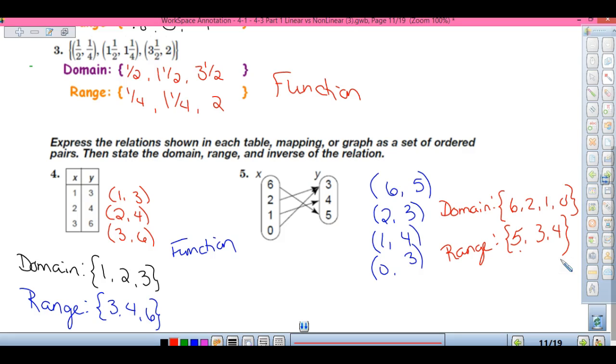Well, we've got 5, 3, 4, and 3. You just have to write the numbers that are included in the range. So we have 5, 3, and 4. We don't have to write it again. You won't find your ordered pairs just from your domain and your range. To find your ordered pairs, you're either going to have ordered pairs, a mapping, or a table.